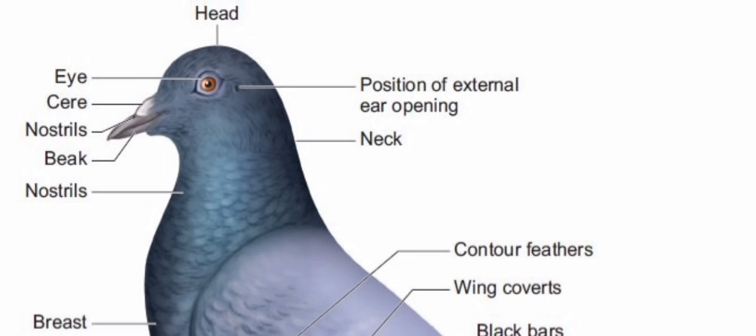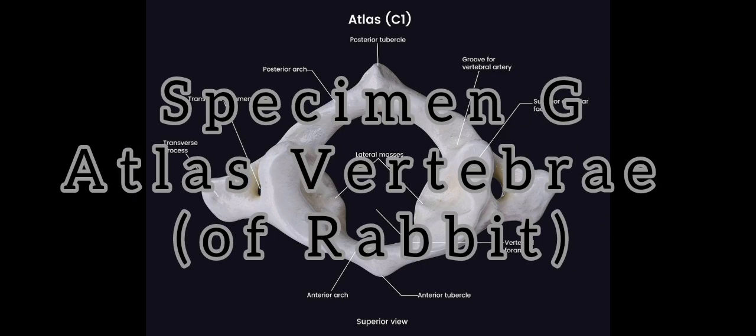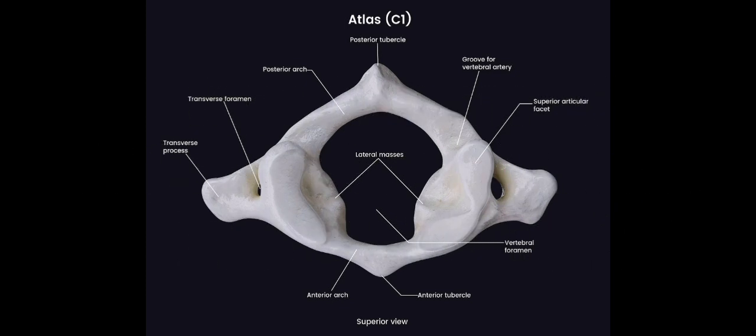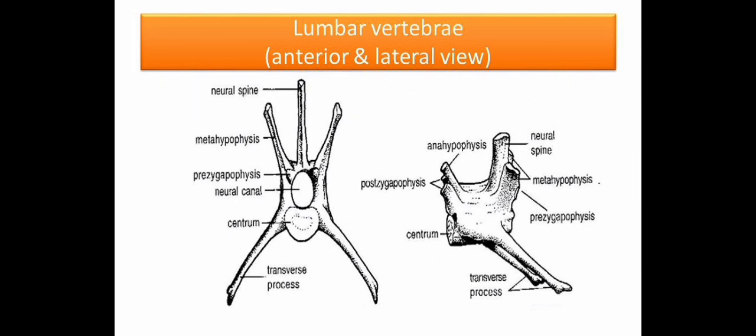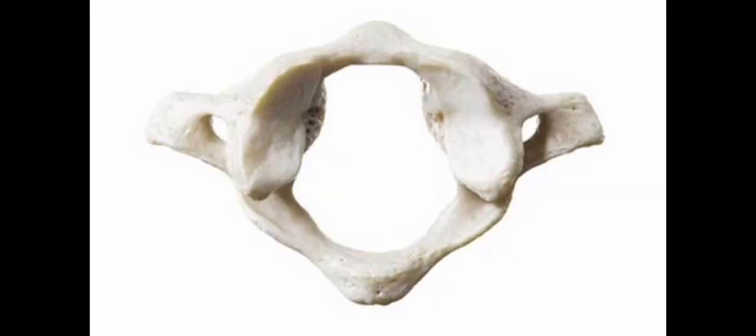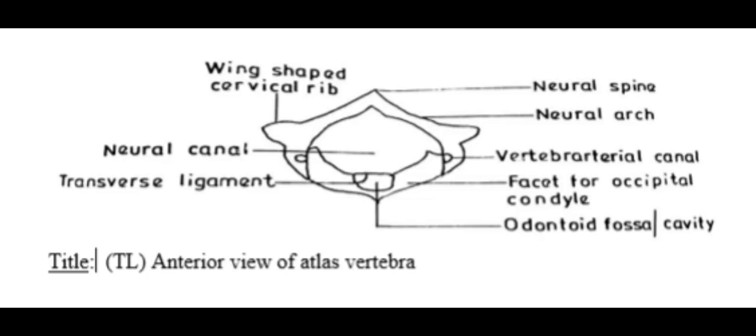All right. Now we move to specimen G. Specimen G and H are what we'll be considering together. Specimen G is the atlas vertebra of a rabbit, and specimen H is the lumbar vertebra of a rabbit. So we're dealing with vertebrae now. Of course we know already that the atlas is attached to the cervical vertebrae. So we'll go straight to the atlas.